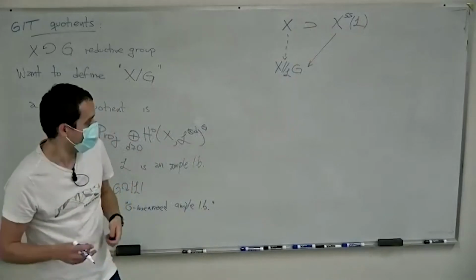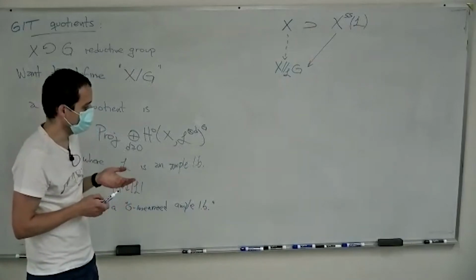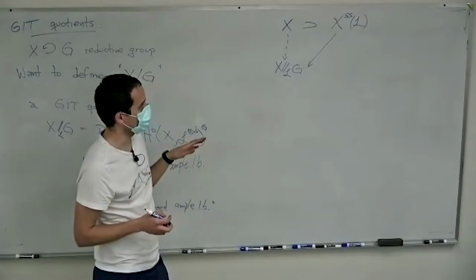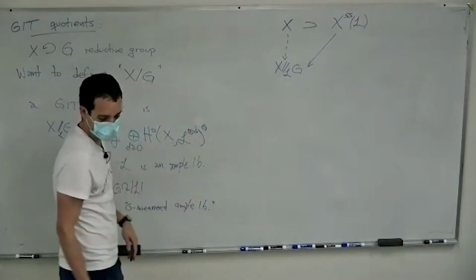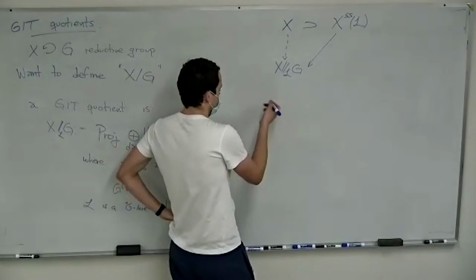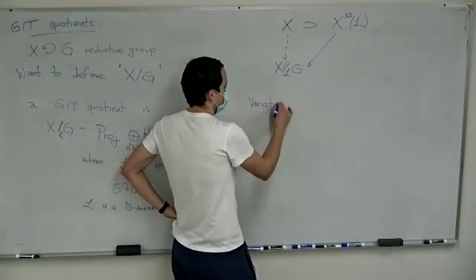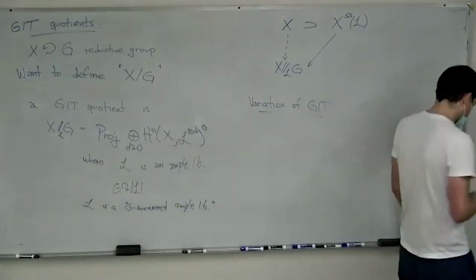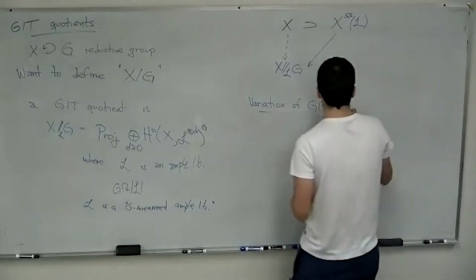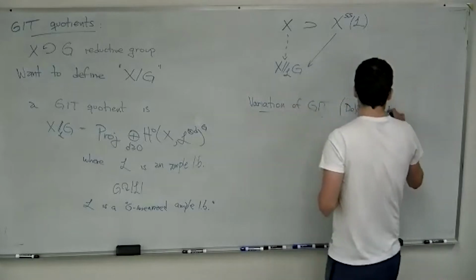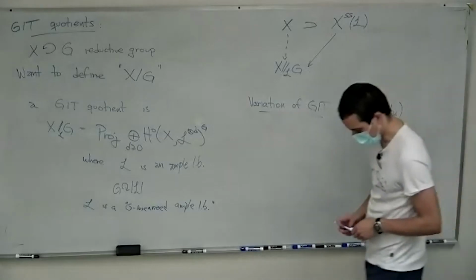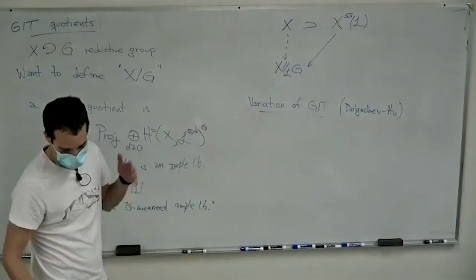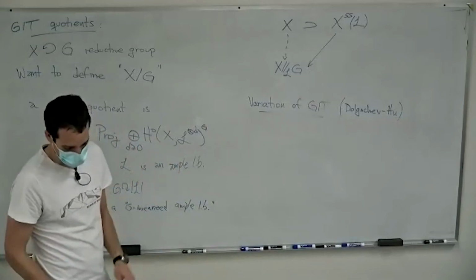The way one GIT quotient changes to another was studied by Dolgachev and Hu in their study of variation of GIT. They give a very concrete, very complete description of what happens when you vary L. This was done by Dolgachev and Hu, and this is what we will assume from now on, what we will use to understand how GIT varies from one linearization to another.